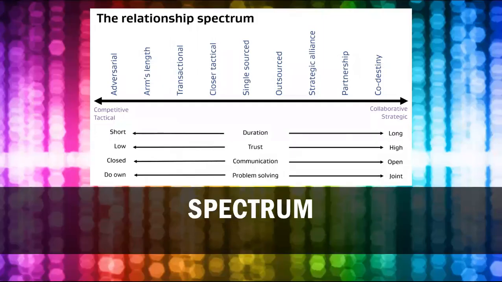Okay, this spectrum is also printed in the SIP study guide, and we follow the SIP study guide. You are asking which one will be the highest level of relationship. You see that the spectrum here shows that co-destiny is on the top, and partnership is second on top.